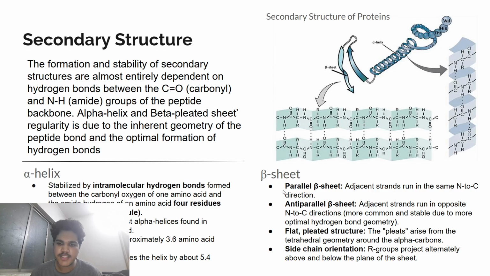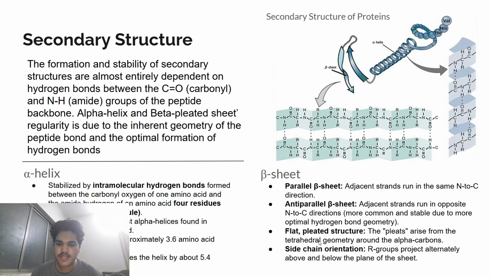Now the beta pleated sheets. In parallel beta pleated sheets, adjacent strands run in the same N to C direction. The image you see here is not the parallel beta sheet but the anti-parallel beta sheet. The strands run adjacent in the opposite N to C direction, which is more common. As we can see here, it is more common and more stable due to the optimal hydrogen bond geometry. When it comes to the parallel beta sheet, the bonds that are formed are not linear, but at an angle. This reduces the overall stability and the configuration of the molecule.